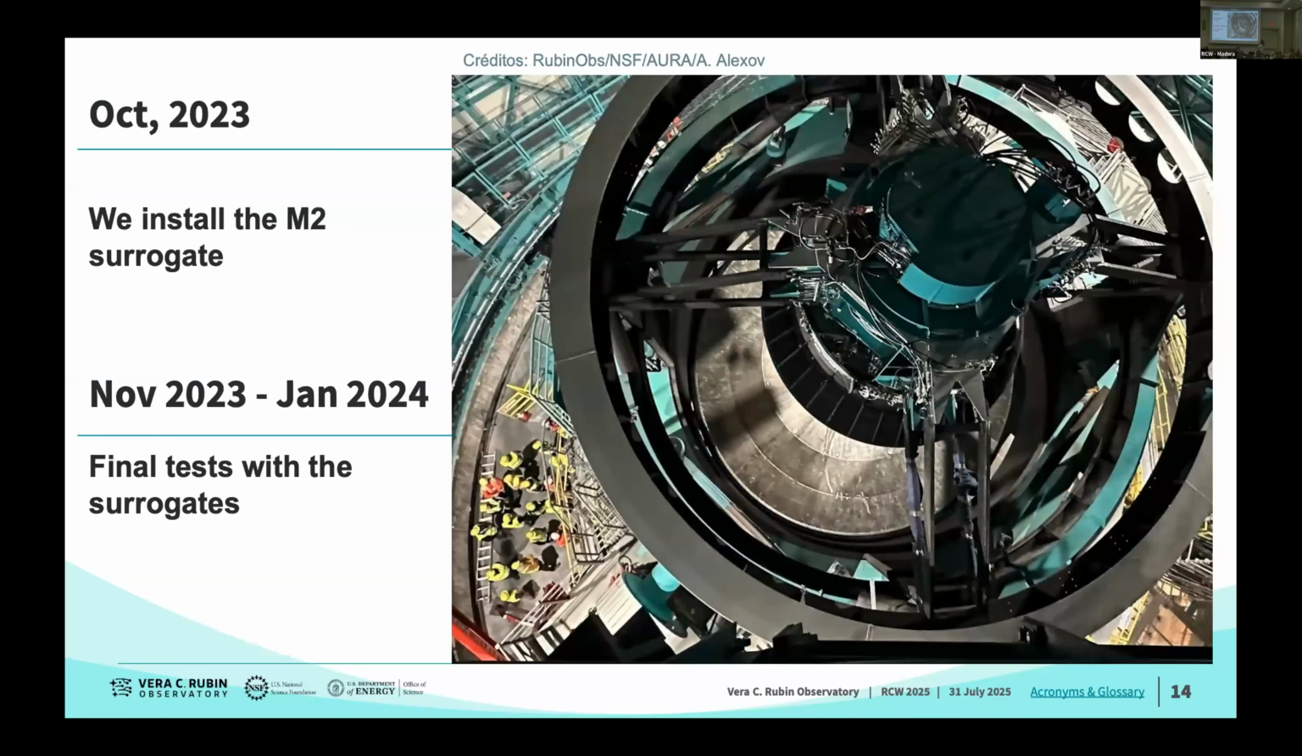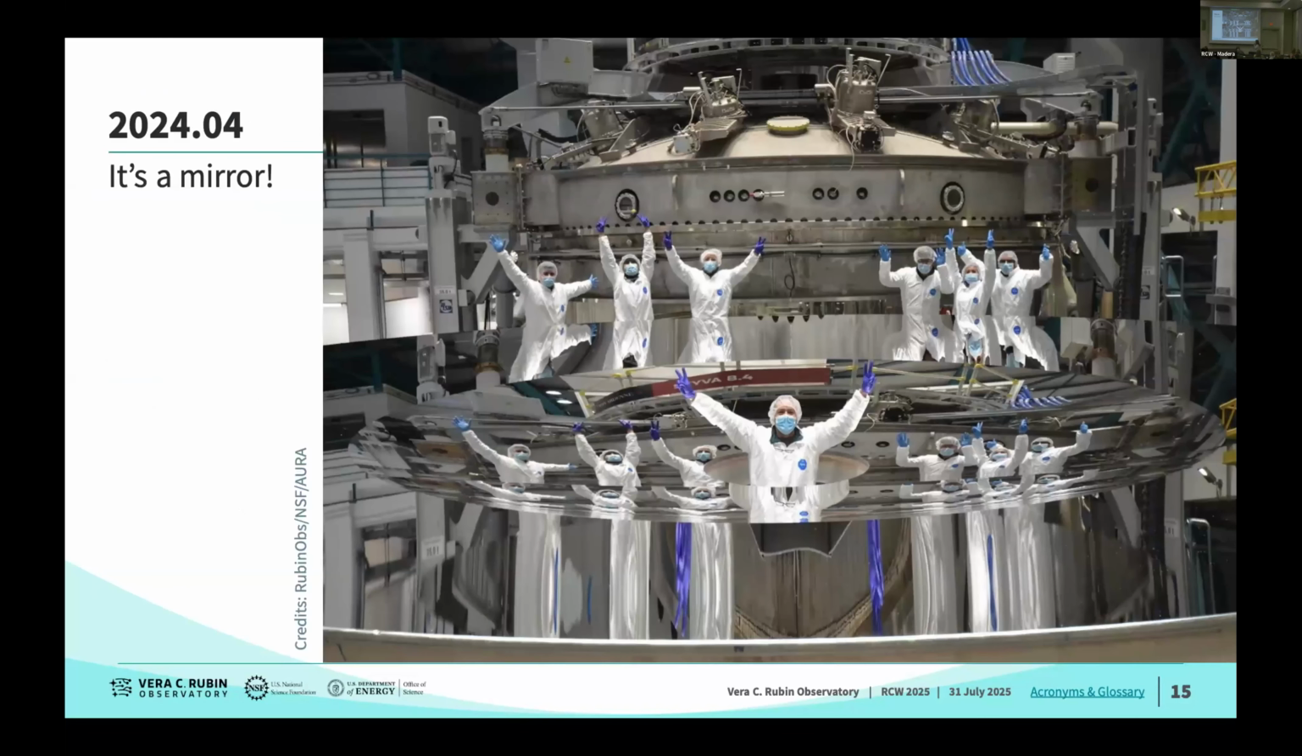After that, in 2023, we installed the surrogates and we started final testing with the TMA before actually installing all the big important parts. Kevin already talked about that. In April 2024, we had a huge milestone. The M1, M3 arrived at the Rubin facility. We coated, and finally we had a mirror. This is one of my favorite pictures of the mirror after the coating.